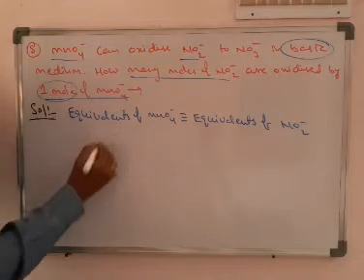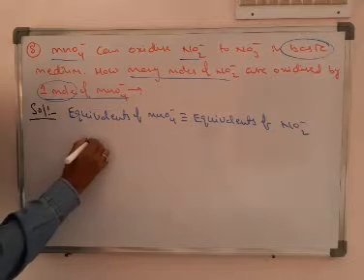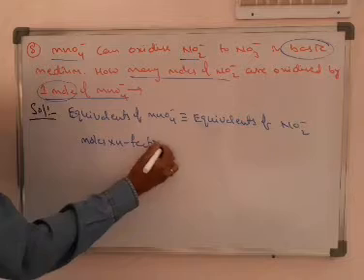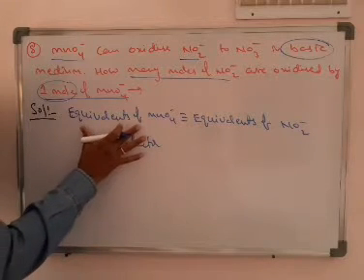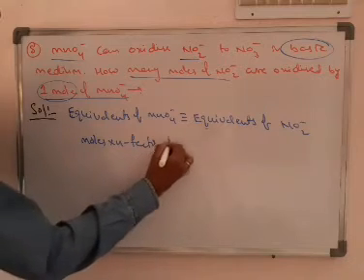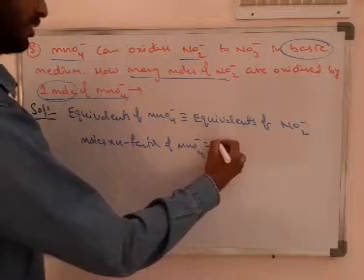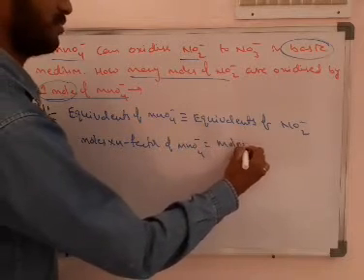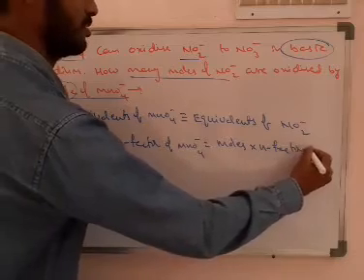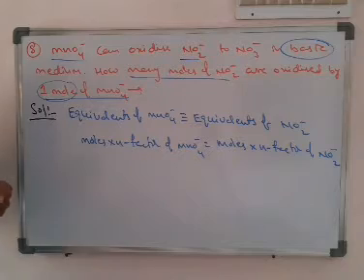So 1 mole of MnO4 minus. In terms of moles, what is the equivalence? Equivalence is nothing but moles into n factor, which is numerically exactly equal to the equivalence. So we have to find moles into n factor of MnO4 minus, and moles into n factor of NO2 minus.